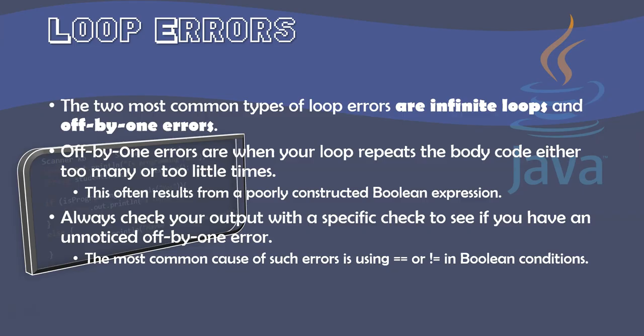Always check your output with a specific check to see if you have an unnoticed off by one error. The most common cause of these errors is using something like equals equals or not equals in our Boolean condition. It can happen in other ways, but that's one of the first things to look at. In fact, that's why they say if you're going to use Boolean expressions to control things like loops, try to avoid using equals equals or not equals if possible.